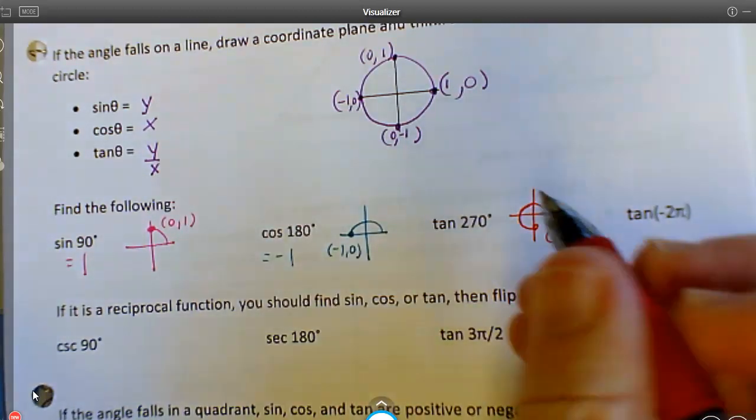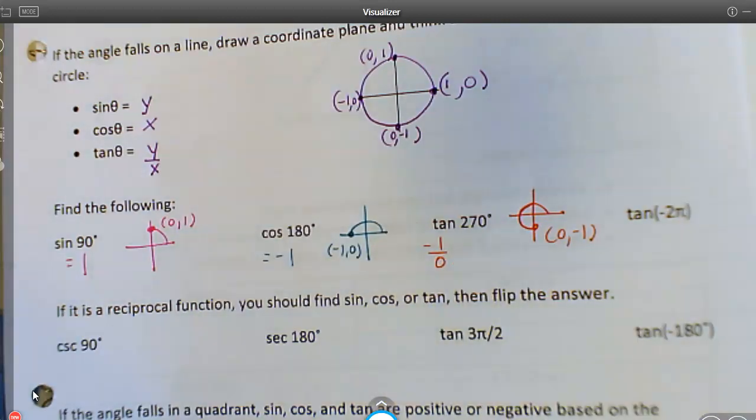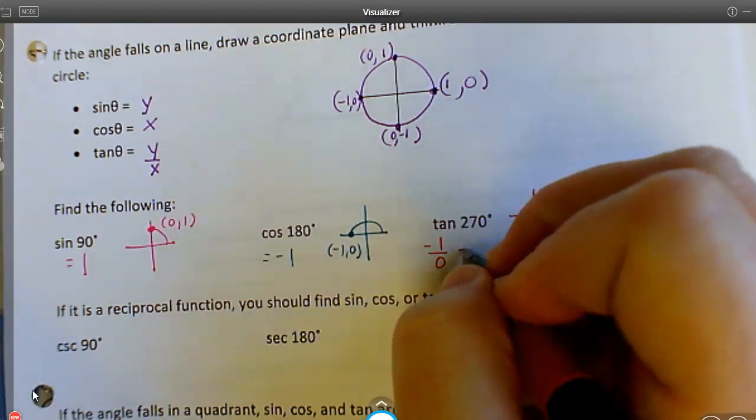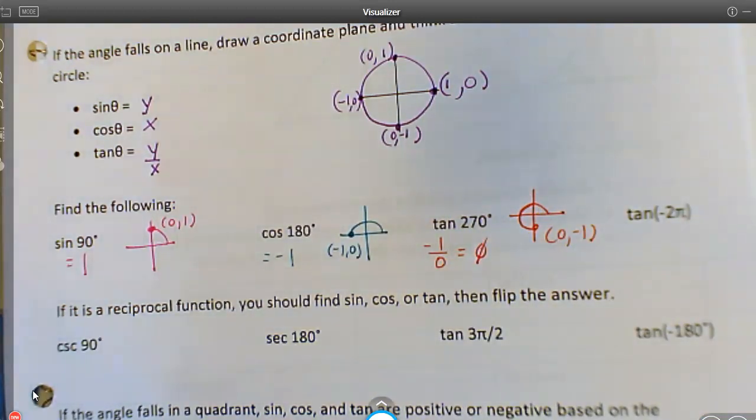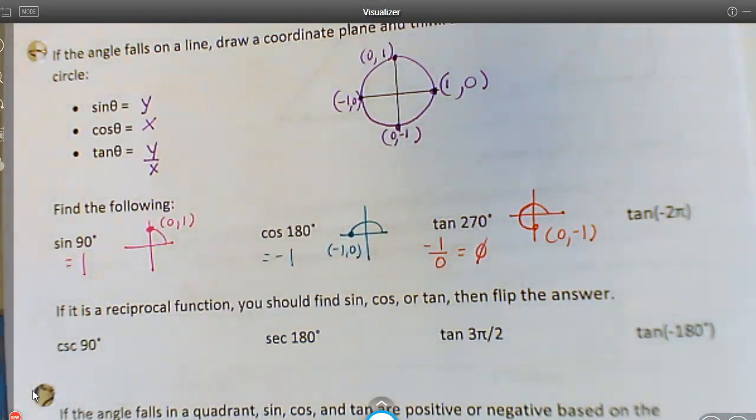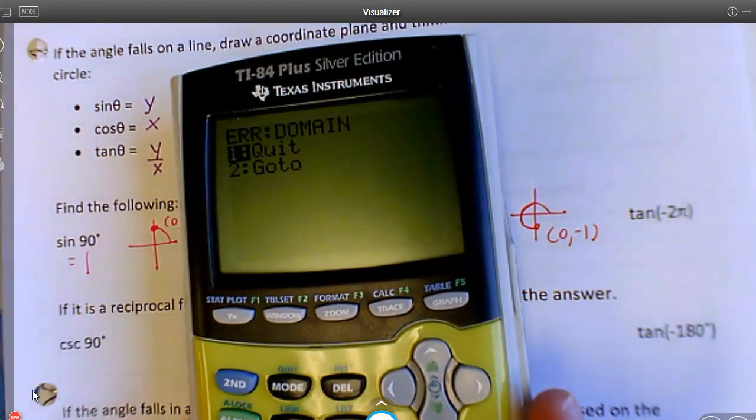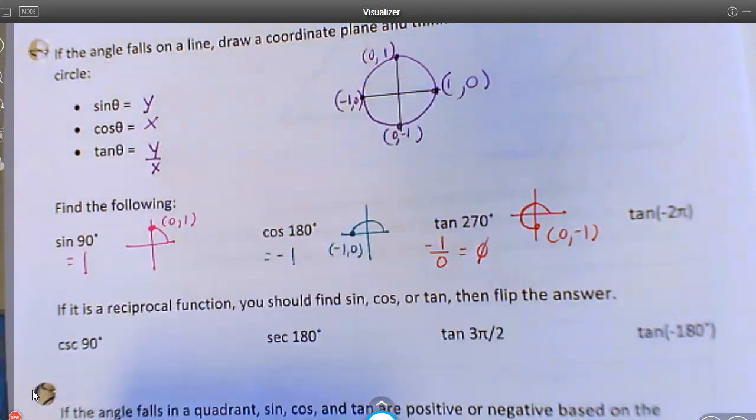Tangent is y over x. So y over x would be negative 1 over 0. That's a problem. 0 can't be on the bottom. And so that means that tangent at 270 is going to be undefined. If I plug in tangent of 270 in the calculator, although we're not using the calculator, it's going to tell you error or something like that. Let me just show you. It says error domain. So it is okay to be undefined. If you have 0 on the top, the answer is 0. If you have 0 on the bottom, the answer is undefined.